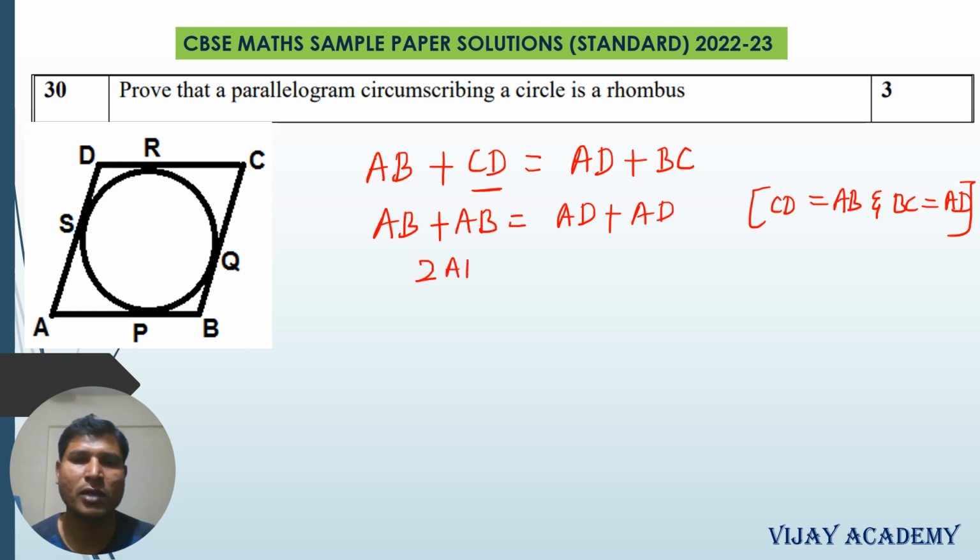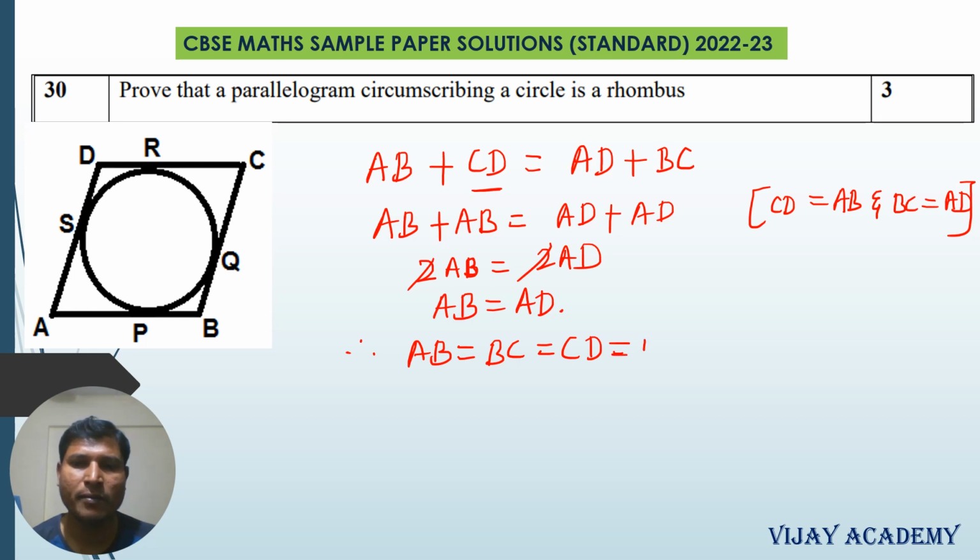Now we can write this as 2 times AB equals 2 times AD, and 2 gets cancelled, and therefore we can write AB equals AD. Now we came to know that a pair of adjacent sides are equal. We already know that in a parallelogram opposite sides are equal. So from these two we can write that all the 4 sides are equal, AB equals BC equals CD equals DA. Therefore we can write that ABCD is a rhombus.